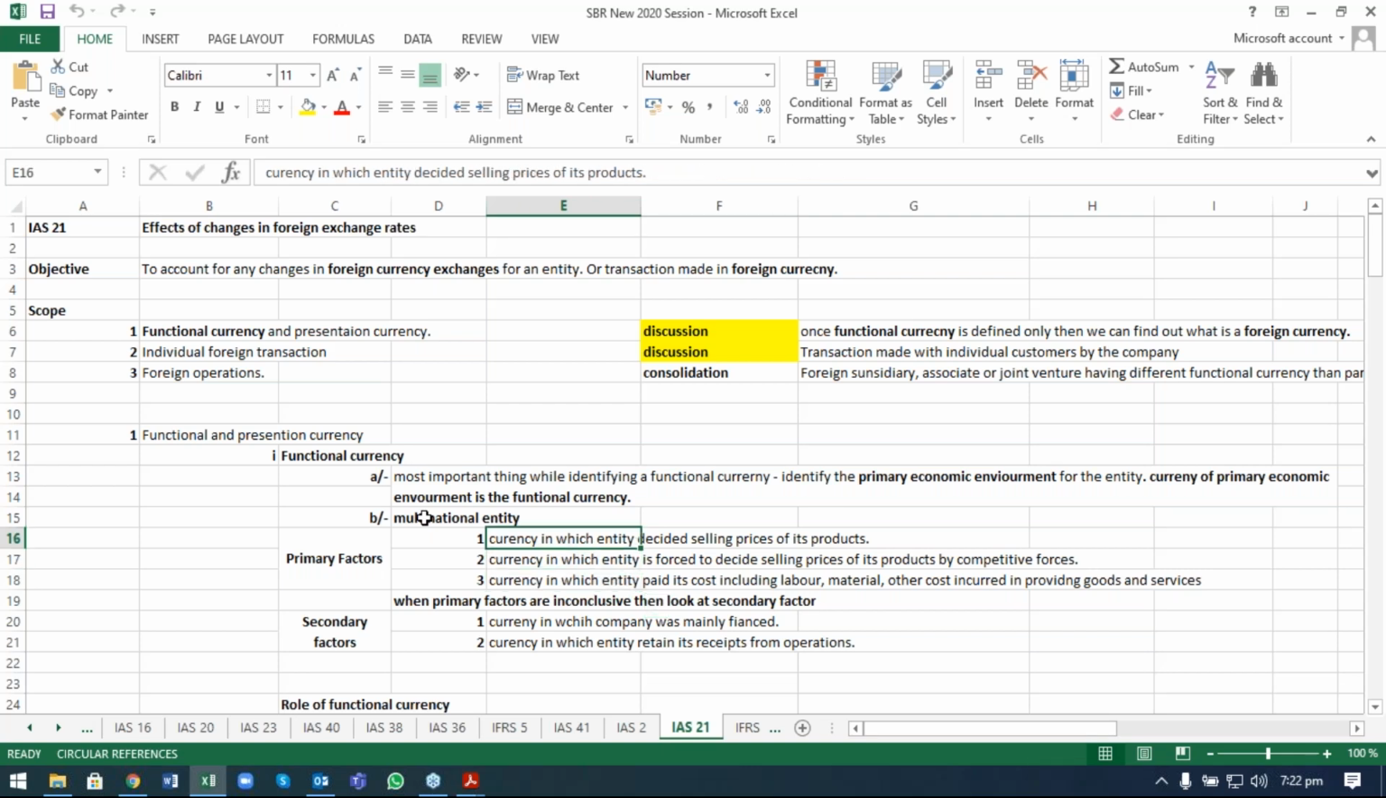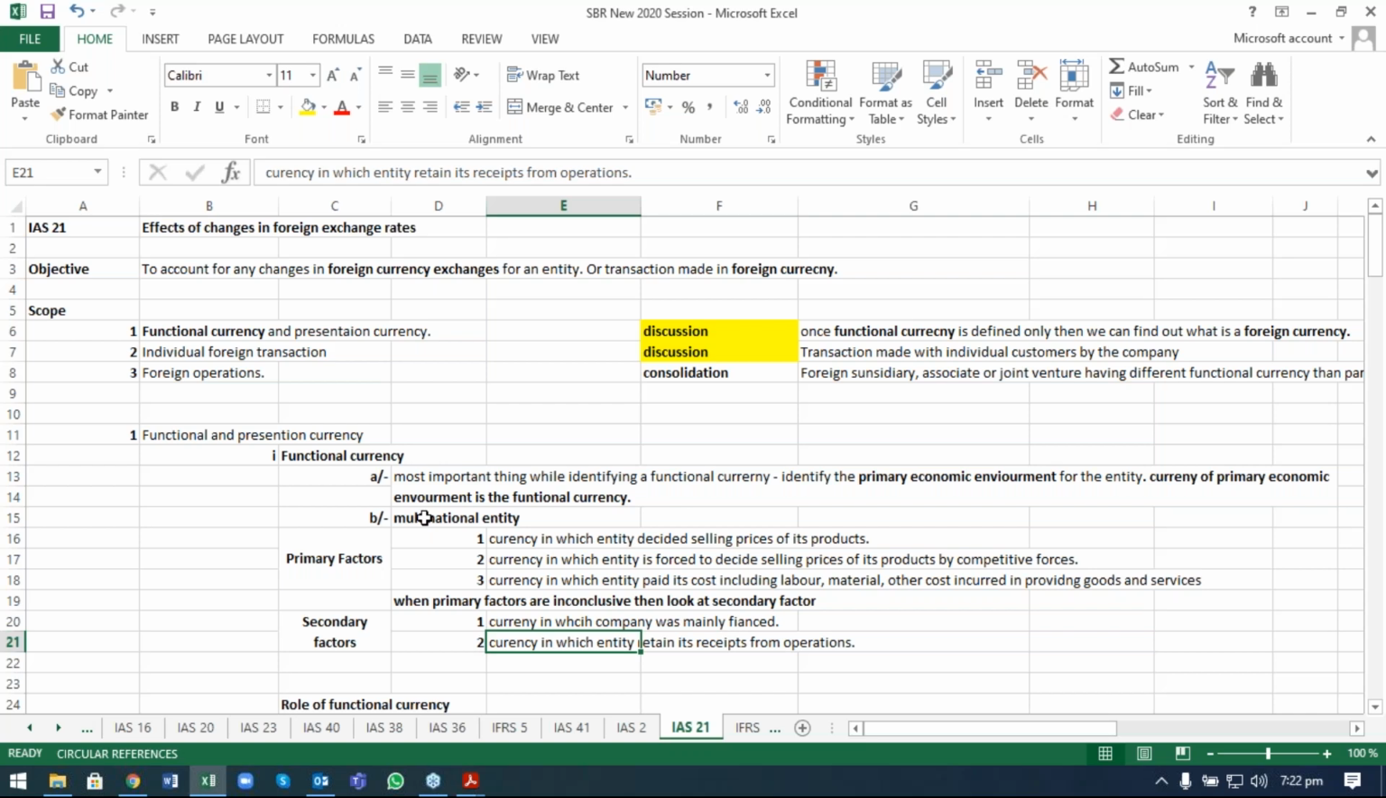Second, if these primary factors are inconclusive and you're not able to ascertain the functional currency of the company, then you need to move on to the secondary factors. What are the secondary factors? The first secondary factor is the currency in which the company has been mainly financed, the currency in which the company received finance, including both loans and share capital. These are the two sources of finance for the company.